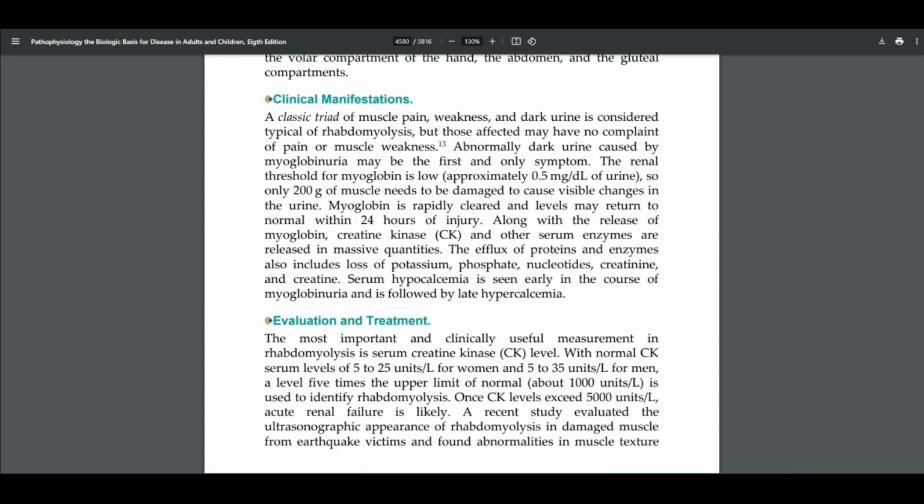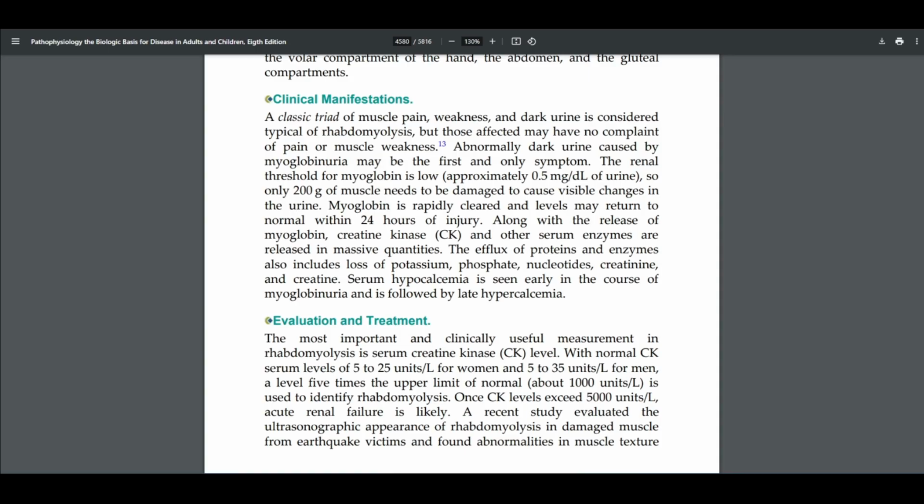But those affected may have no complaint of pain or muscle weakness. Abnormally dark urine caused by myoglobinuria may be the first and only symptom. The renal threshold for myoglobin is low, so only 200 grams of muscle needs to be damaged to cause visible changes in the urine. Myoglobin is rapidly cleared, and levels may return to normal within 24 hours of injury.